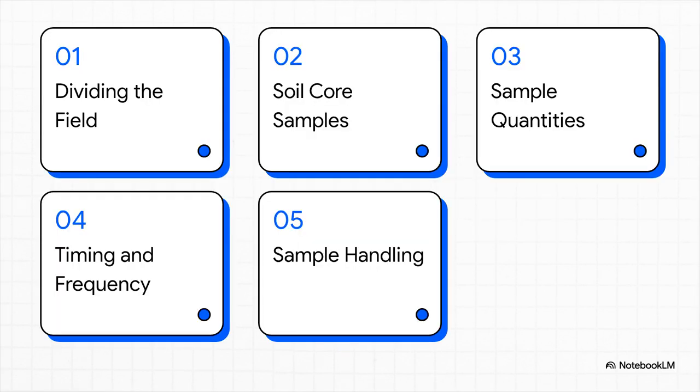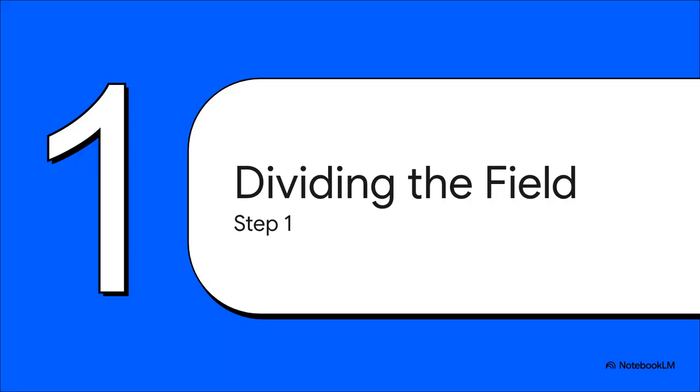To make sure that never happens to us, we're going to walk through the exact step-by-step life cycle of a field sampling assignment. Consider this your ultimate cheat sheet: dividing the field, taking soil core samples, calculating sample quantities, timing and frequency, and finally handling your soil samples. Starting things off with Section 1, dividing the field.